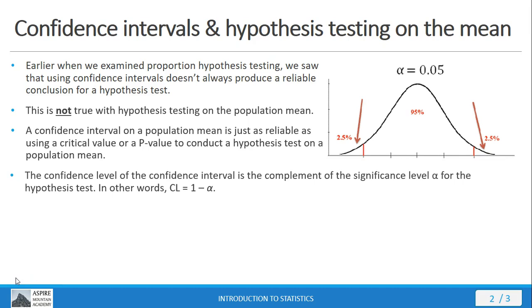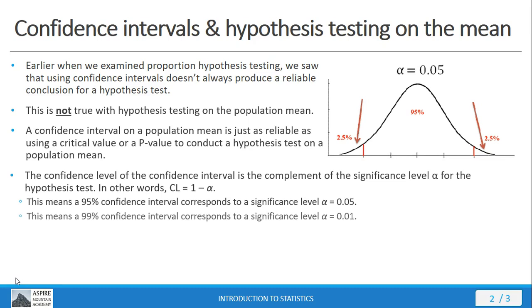So here we've got the confidence level is going to be 1 minus alpha. So alpha is the significance level. Just take the complement of that. That gives us the confidence level for a confidence interval. So a 95% confidence interval means that we have an alpha equal to 5%. A 99% confidence interval will correspond with a significance level of 1%.